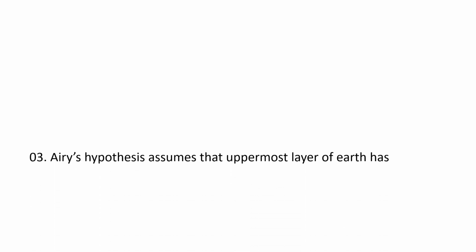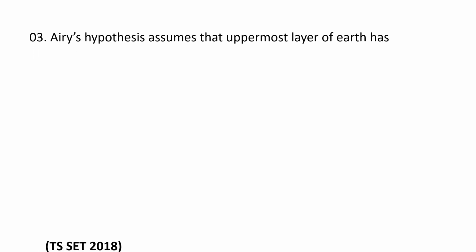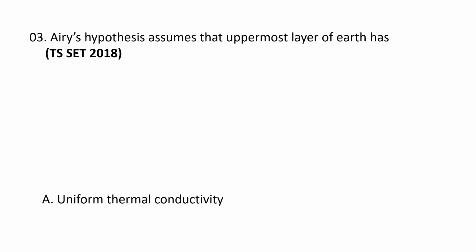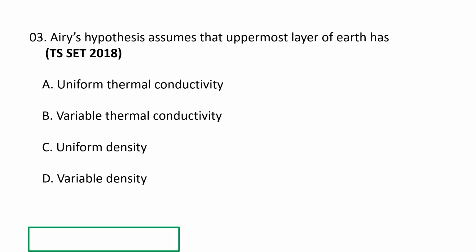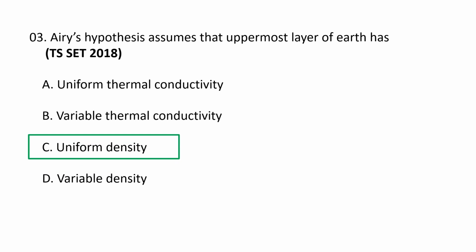Next question. Airy's hypothesis assumes that the uppermost layer of the earth has A. Uniform thermal conductivity, B. Variable thermal conductivity, C. Uniform density, D. Variable density. So Airy's theory assumes that the uppermost layer of the earth has uniform density. The earth's crust is a more rigid shell floating on a more liquid substratum of a greater density. Airy is an English mathematician and astronomer. He assumed that the crust has a uniform density throughout. So C is the correct answer.